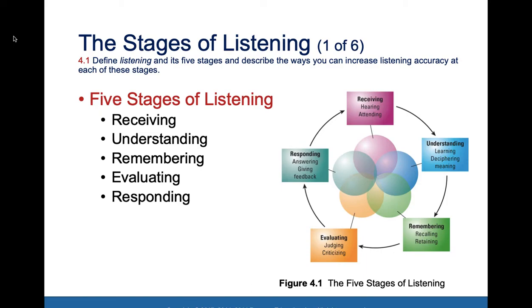You have receiving, which you all are doing right now. Understanding: after this video is done, how do you make understanding? Remembering, when you get tested. Evaluating, and responding. So receiving is hearing and attending. Understanding is learning or deciphering the meaning. Okay, so if you were to see someone who had tattoos, you're trying to make sense of why he or she has that type of tattoo, etc. Remembering is recalling and retaining the information. Evaluating is judging and criticizing. And lastly, responding: answering, giving feedback.